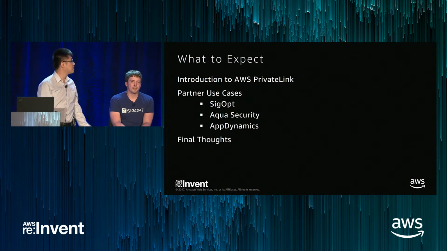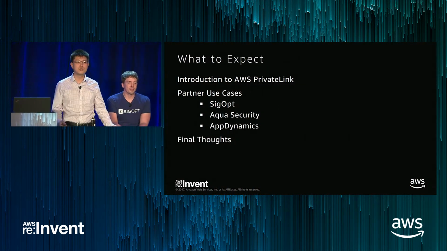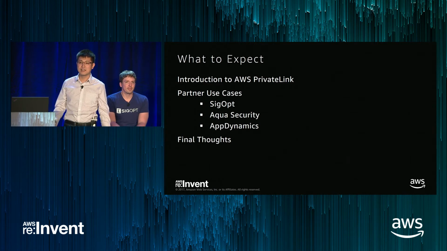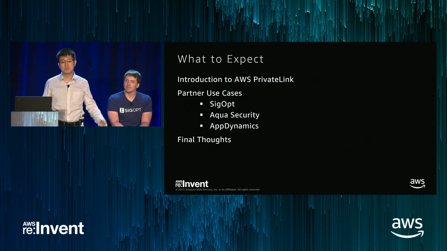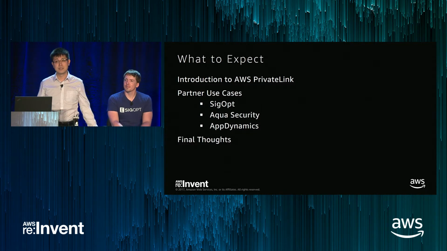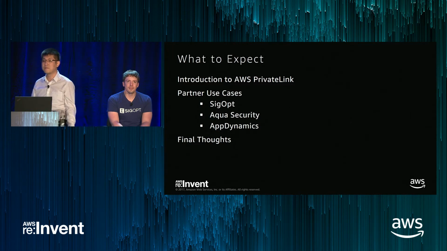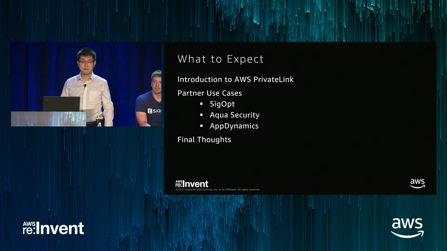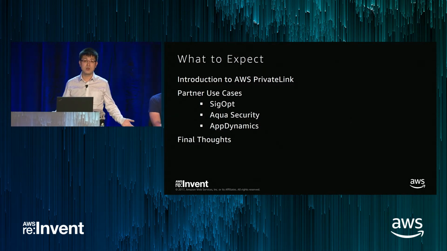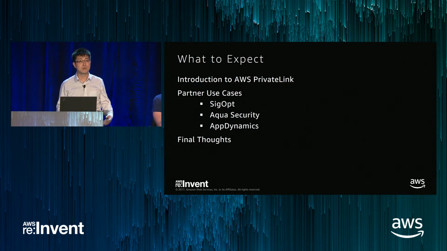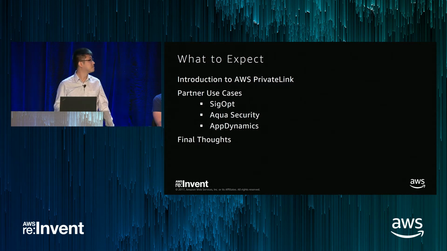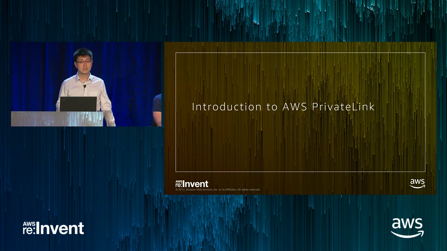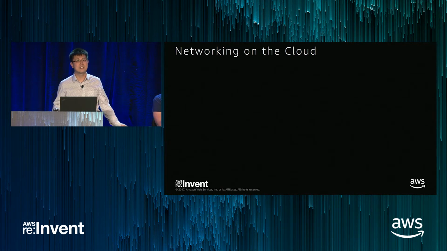So what to expect here? First, I'm going to introduce AWS PrivateLink and its benefits and how to use it. And next, I'm going to invite Scott and Ran and Eric to come to the stage to talk about their use cases and how PrivateLink helped them and their customers. In the final, I'm going to give some final thoughts about more use cases and how you may better leverage AWS PrivateLink. So let's get it started.